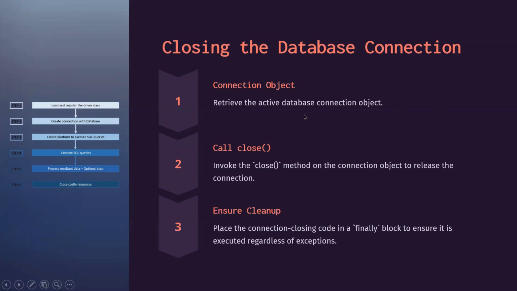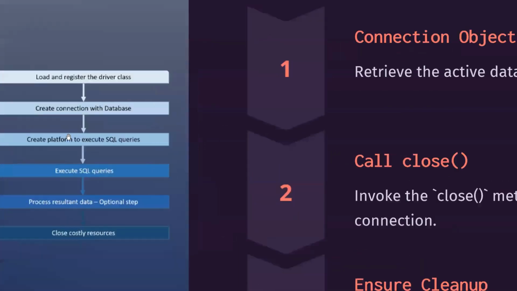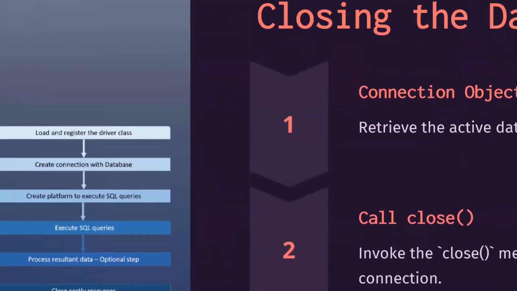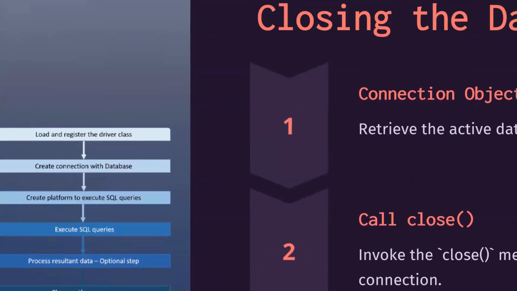After connecting, you have to call the close function to close the connection. You have to close the connection to release the object and also ensure cleanup. Here you have the process of how we are going to connect with the database, perform the required operations, and then close the connection and clean up.